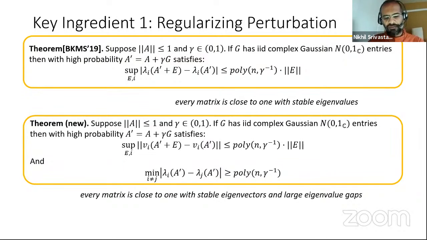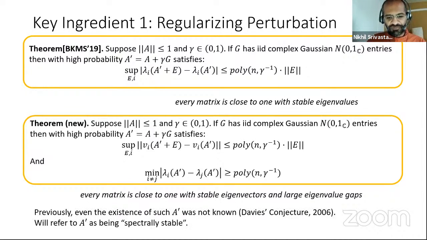So this new regularized matrix has stable eigenvalues, stable eigenvectors, and large eigenvalue gaps, where stable just means that the displacement of the eigenvalues is at most polynomial in the size of the perturbation. I should say that even the existence of such a nearby A prime was previously not known. This was a conjecture of Brian Davies, and these theorems prove this conjecture using a random perturbation. I'll refer to such an A prime with these three properties as being spectrally stable.